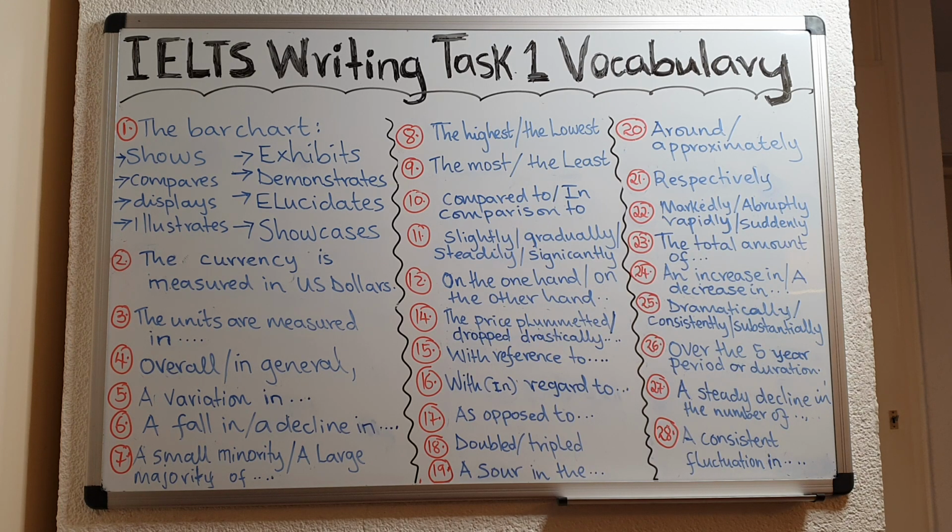There is a variation in, there is a change in. There is a change in the number of cars that were exported from the United Kingdom to America in the year 1990. So there is a variation in the number of cars that were exported from the United Kingdom in the year 2021. So a variation in means a change in.